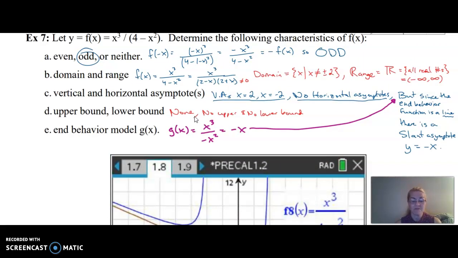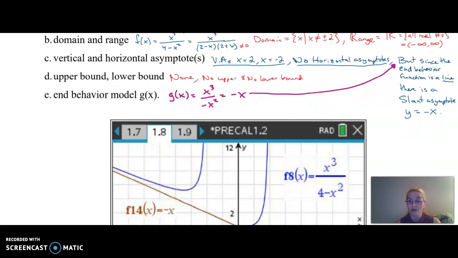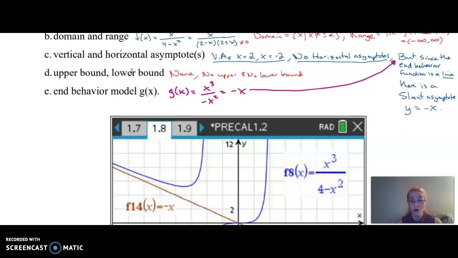Upper bound, lower bound, none, because again, my range was all real numbers. There is no upper bound or lower bound for the entire graph. There is a local max right around here, and there is a local minimum right around here, which again, I didn't bother finding because I didn't actually ask you. And being bounded is not the same thing as having a local min or local max. So in this case, upper bound or lower bound refers to the entire function. Local mins and local maxes refer to locally, just near the area.